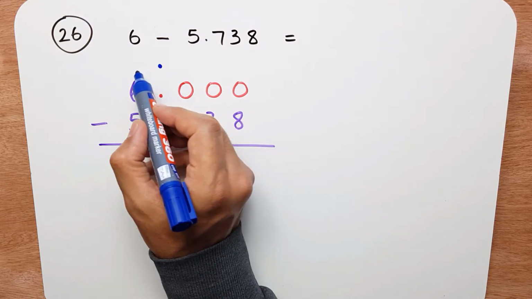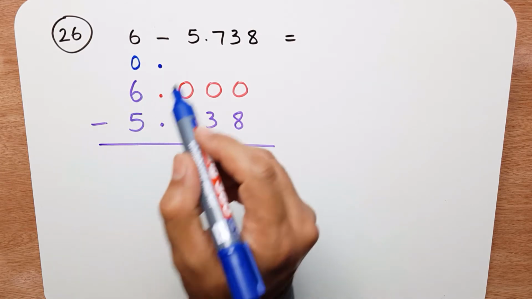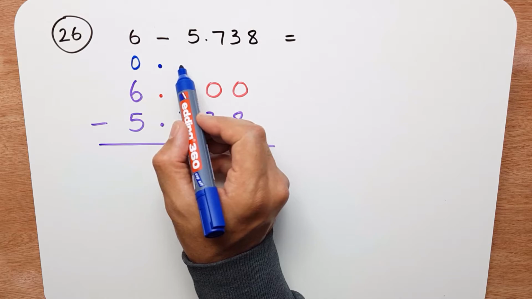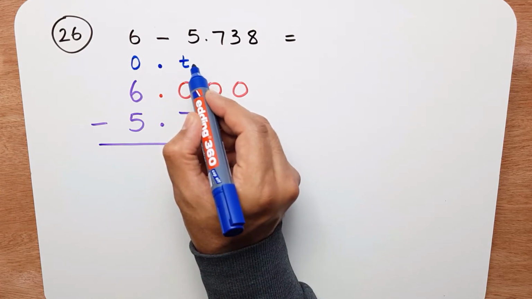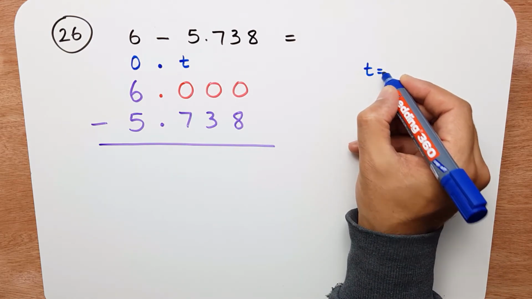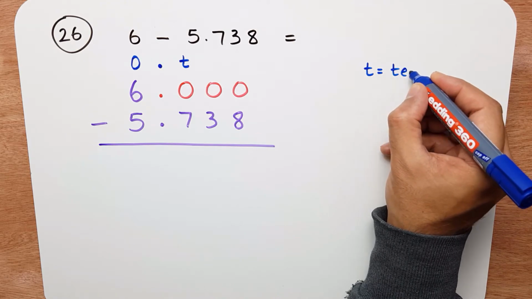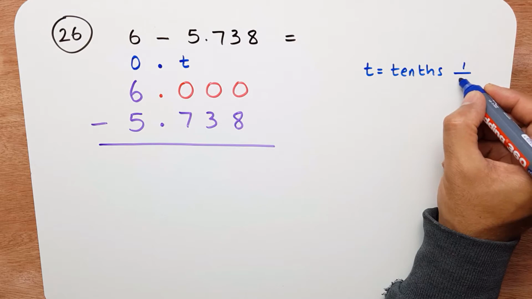Put the decimal point carefully, line it up. So the first column on the left is the ones column or the units column. And now on the right, the first column is the tenths column. So let me write that down, lowercase t. So t is tenths. And you can write it as 1 over 10.